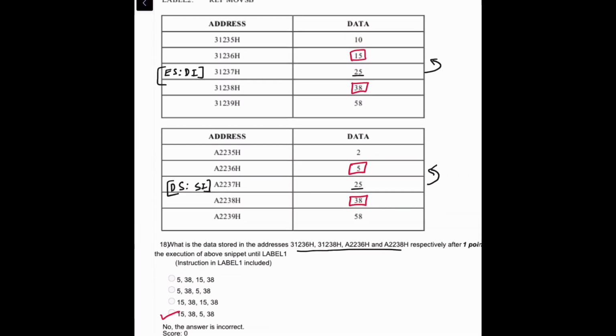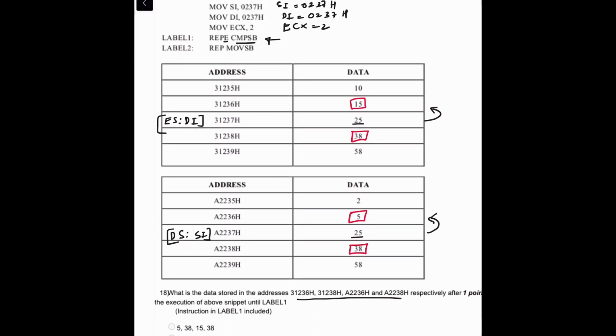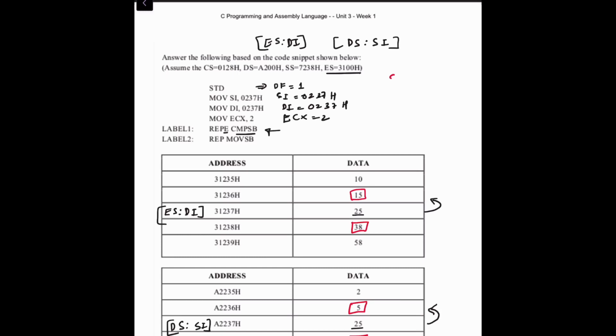Before that, we will just make note of what is the current value of SI and DI. So SI currently is equal to 0236H, DI is equal to 0236H.